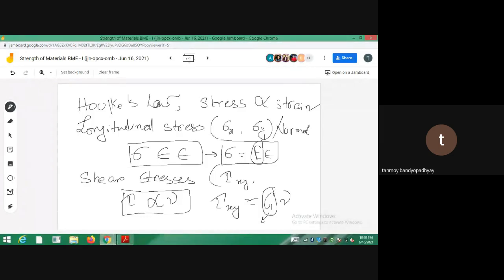So this is Hooke's law itself, just that G is your shear modulus. And when you are considering the normal stresses, the constant of proportionality is Young's modulus, which we used in the earlier case. And in this case, this one is known as the shear modulus.